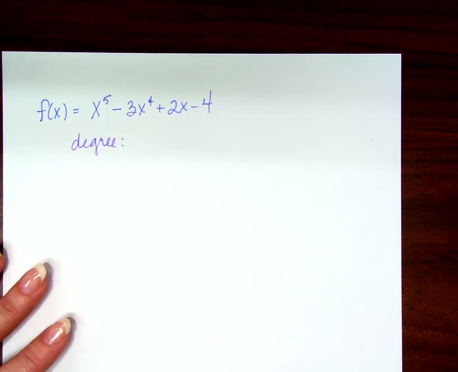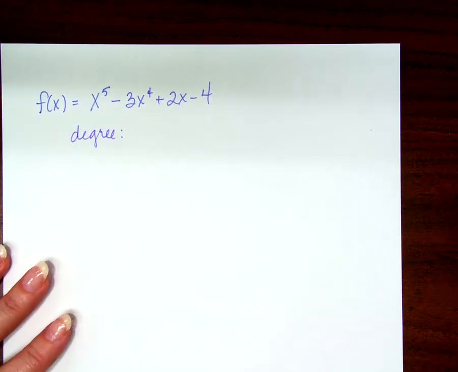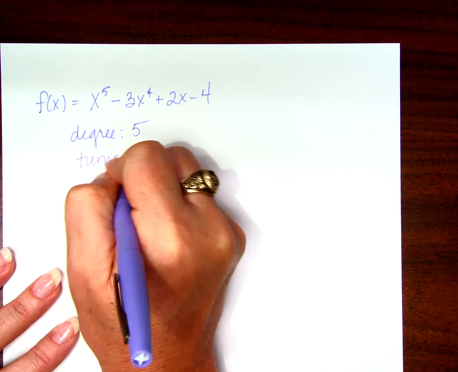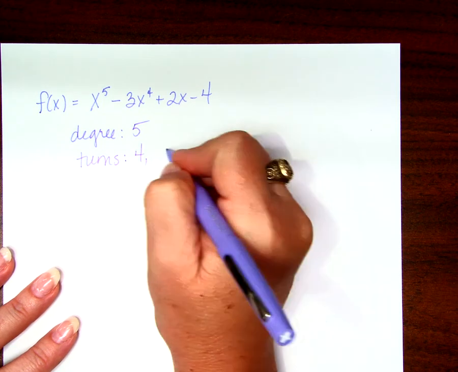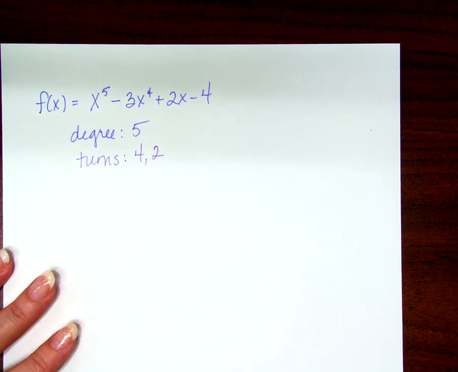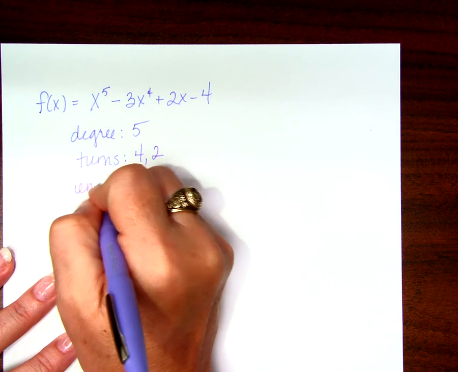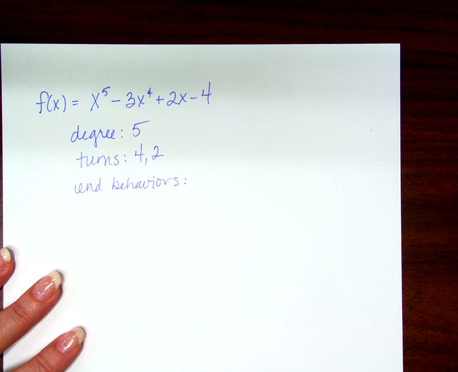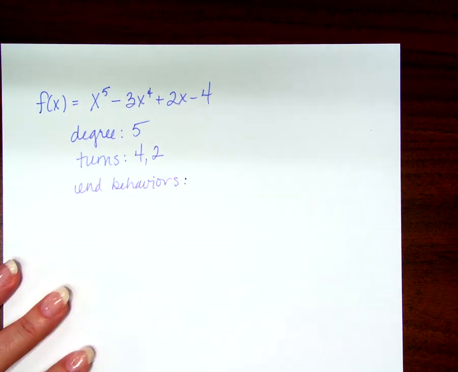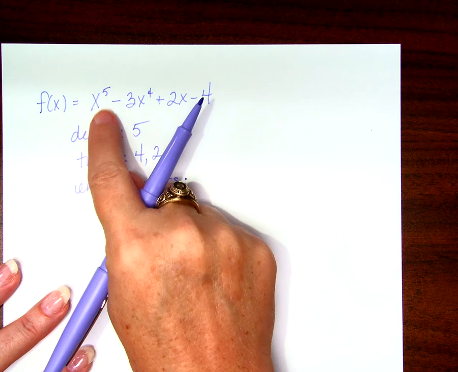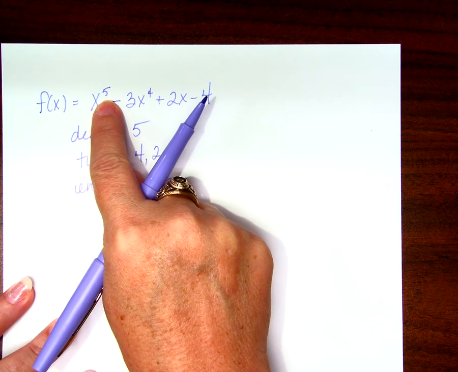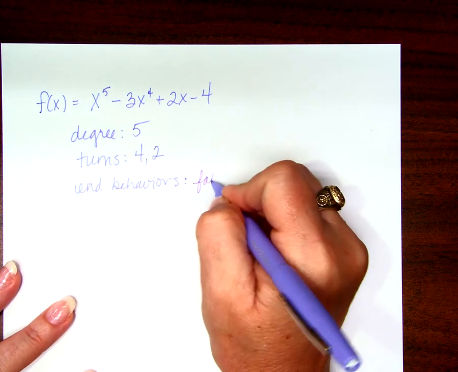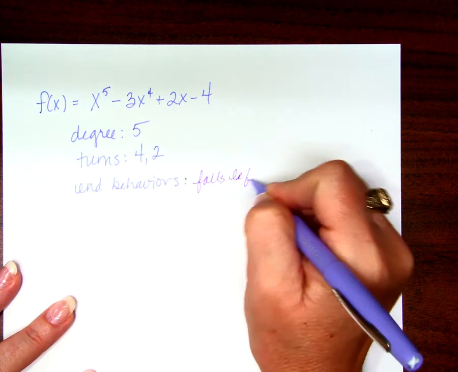I want the degree. In this particular problem, what's the degree? 5. I want the number of turns. 4 at the most, and possibly 2 instead. Okay? And then I want the end behaviors. What are the end behaviors? Okay, it's an odd function, and it's positive, so it's going to rise to the right, so it's going to fall to the left. Falls left, rises right.